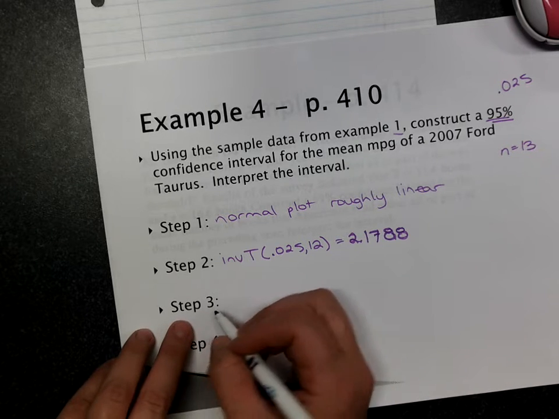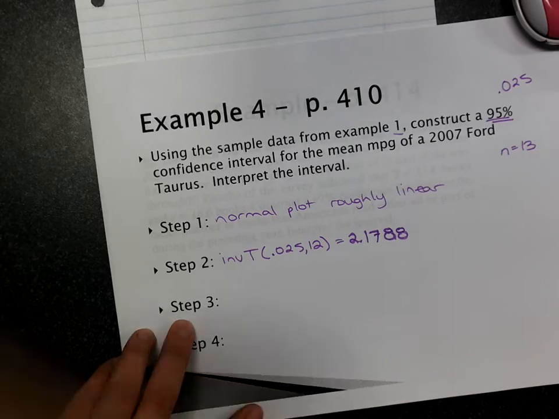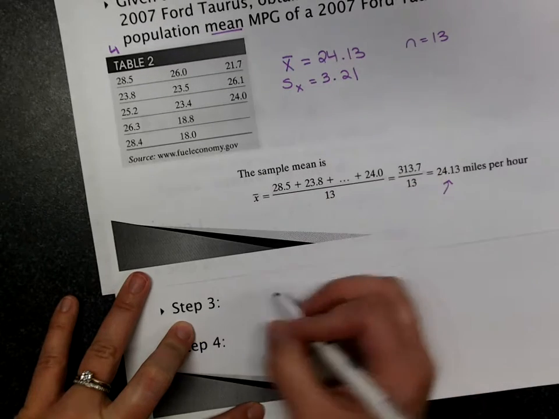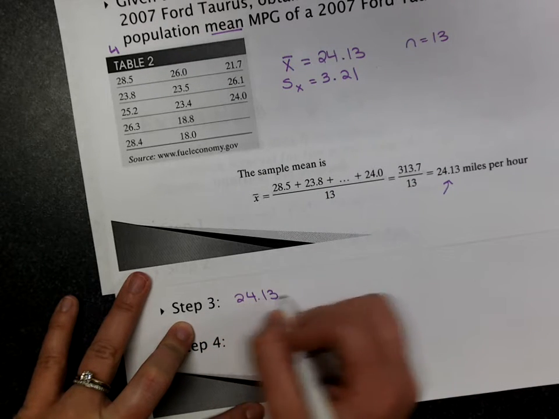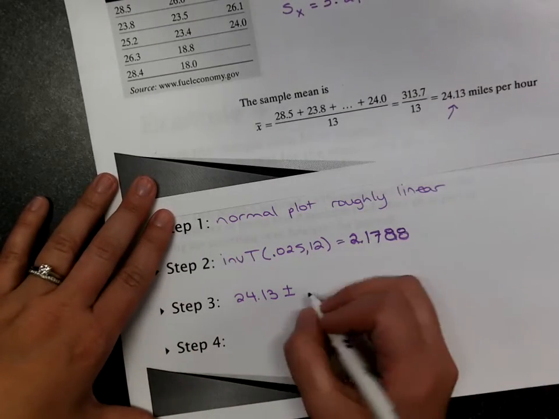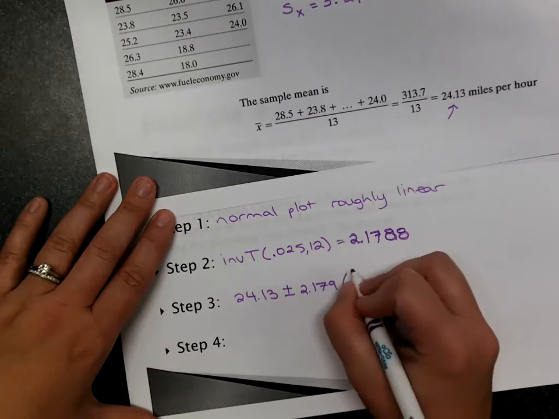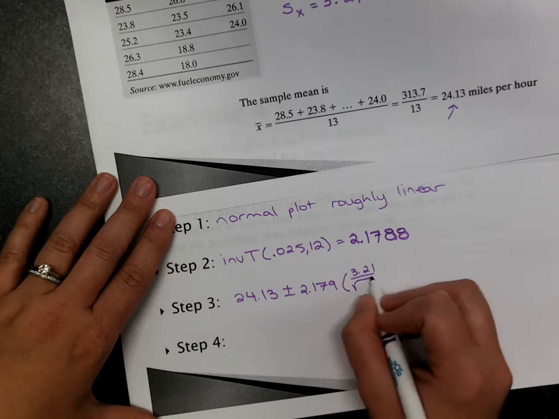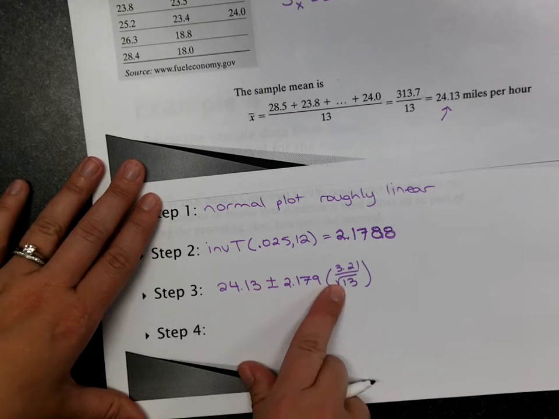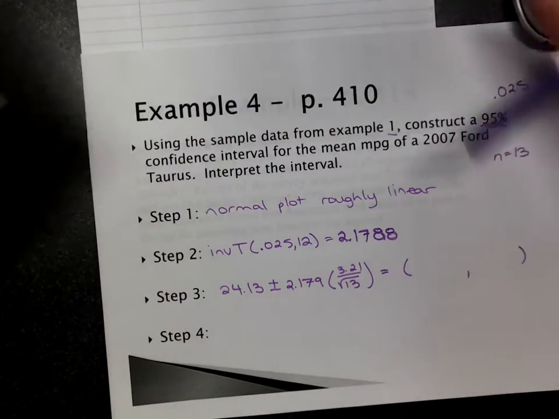Now for step 3, I like to see the setup of your construction of our interval. We're going to use the numbers we know. We know that the point estimate is 24.13 plus or minus that critical value we just found, 2.179, times the sample standard deviation over the square root of the sample size. So I like to see the setup. Your homework likes to see the setup. And then we can let the calculator give us the actual interval.